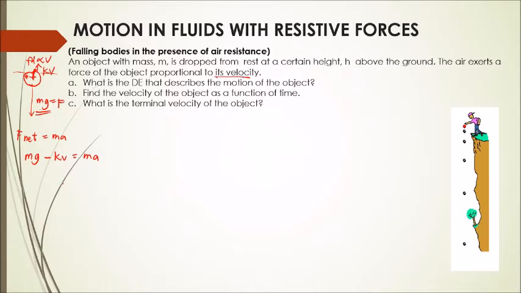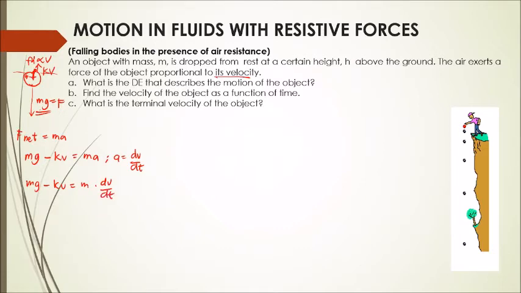Now, we know that acceleration is the time derivative of velocity, so we can represent it as dv over dt. a equals dv over dt. We're looking for the velocity. So let us substitute: mg minus kv equals m times dv over dt. Then, let us rearrange this.